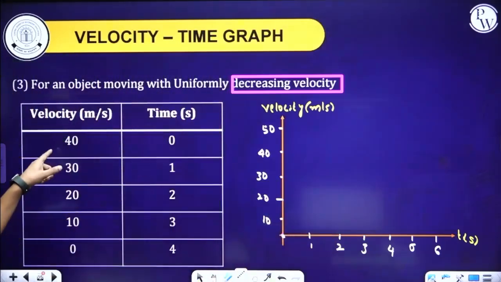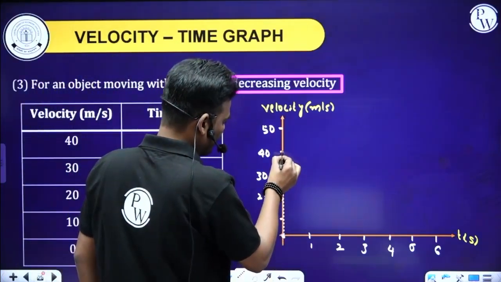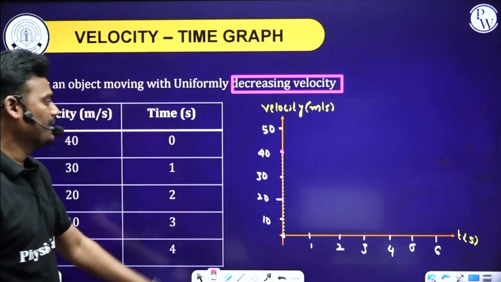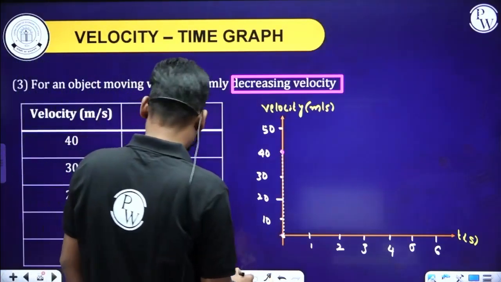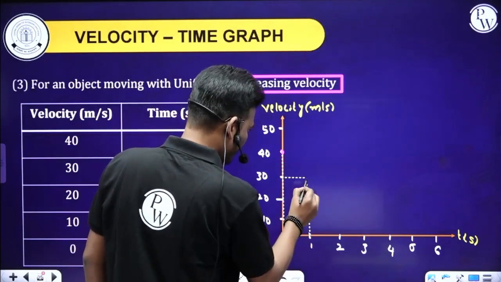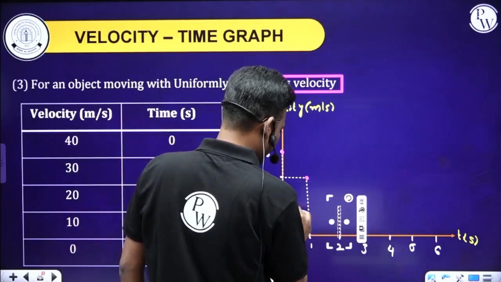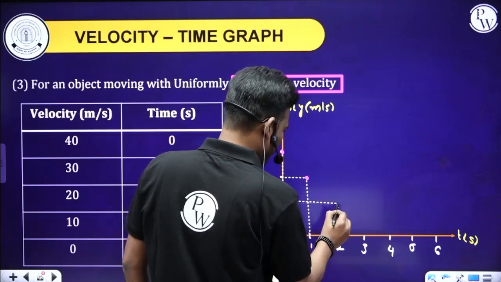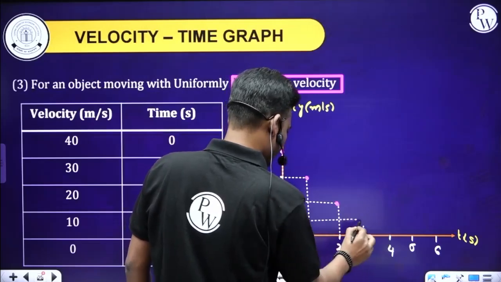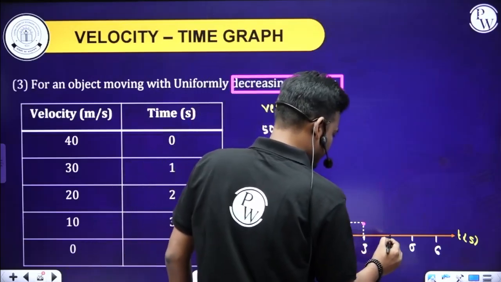So at 0 seconds, the velocity of the particle or body is 40 meters per second. The next one, at 1 second, it is 30. And in 2 seconds, it is 20. You can see the data. Then in the next second, it is 10. And finally, at the 4th second, it is 0.